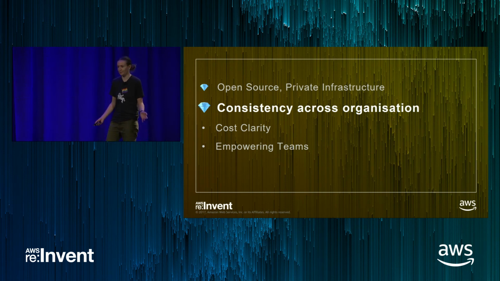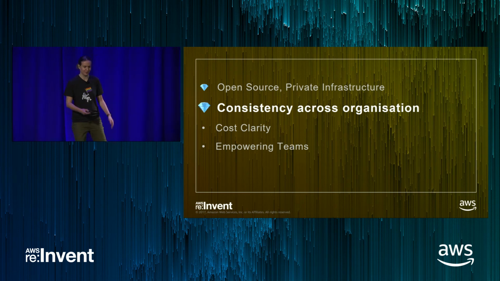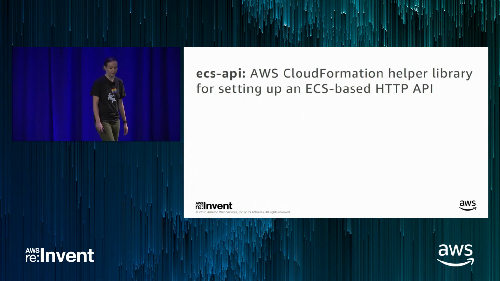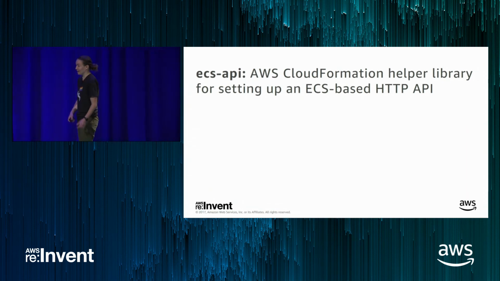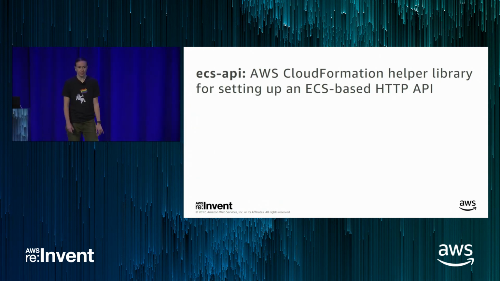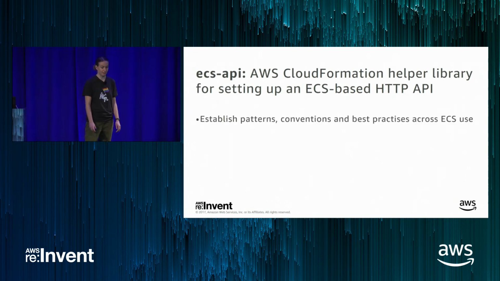So when that happens, normally what a developer does is write a shared library that solves this problem and shares that code that you're writing over and over again. So we wrote ECS API, which is an AWS CloudFormation helper library for setting up an ECS-based HTTP stack. Unfortunately, this one is not open sourced yet, but we hope to do so at some point. So setting up this library for sharing the way that we run API services on ECS was super useful for us. It helped us firstly establish conventions and best practices across the way we're using ECS.